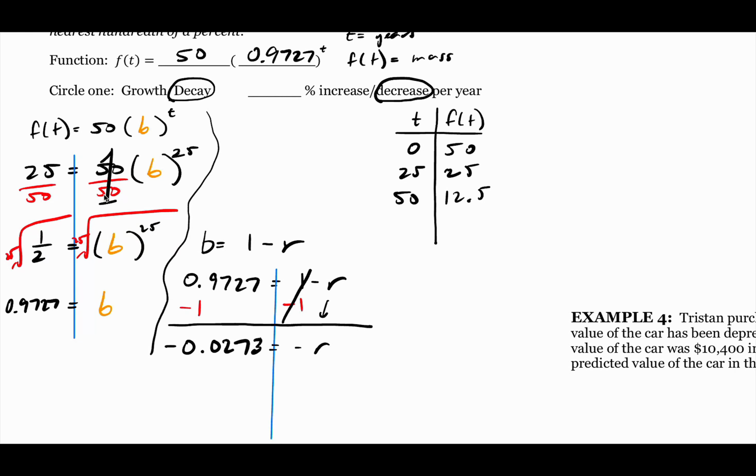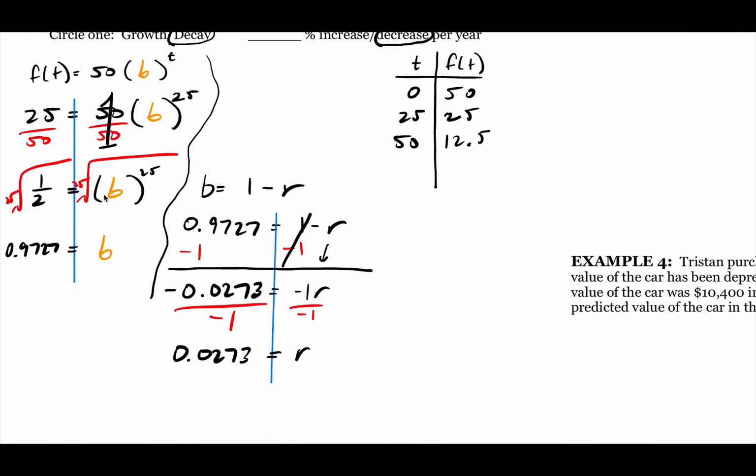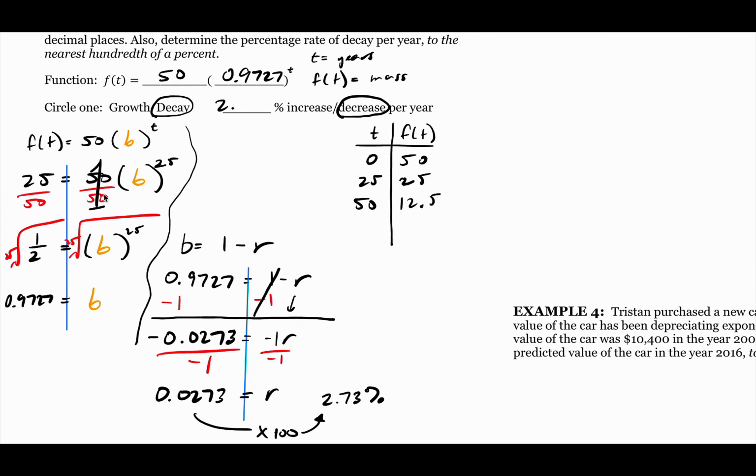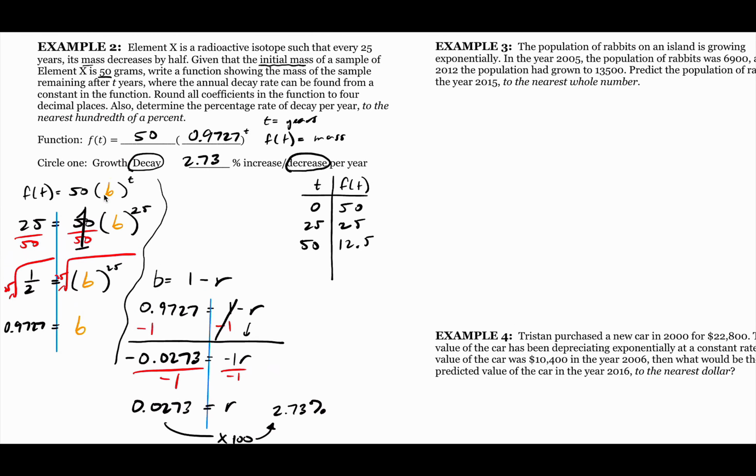But it's still negative 1r, so we got to divide by negative 1. All that does is make it positive. r always has to be positive. So 0.0273. The last thing we got to do is multiply by 100. When we do that, we get 2.73%. So it's decaying, or decreasing, by 2.73% every year to make that work.